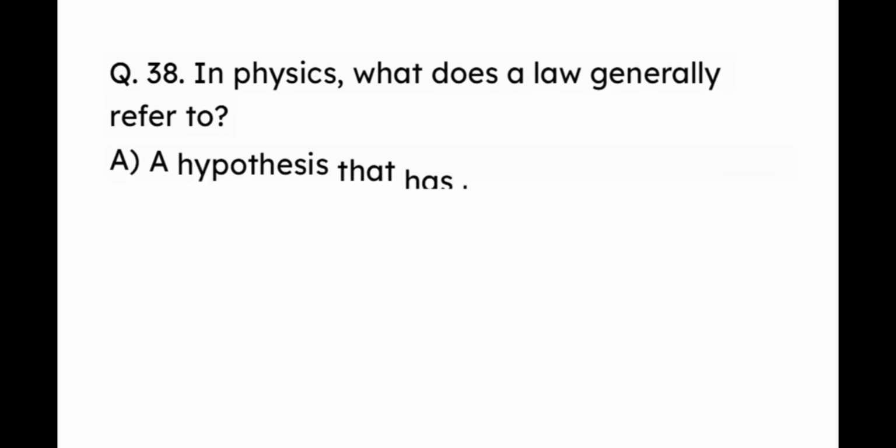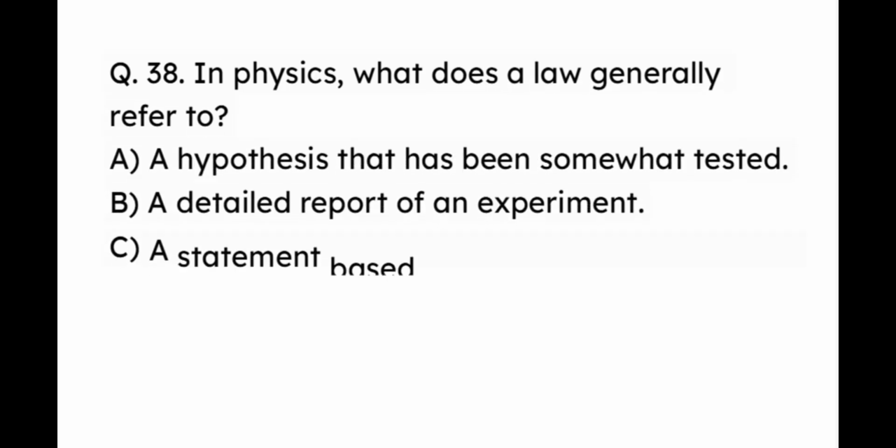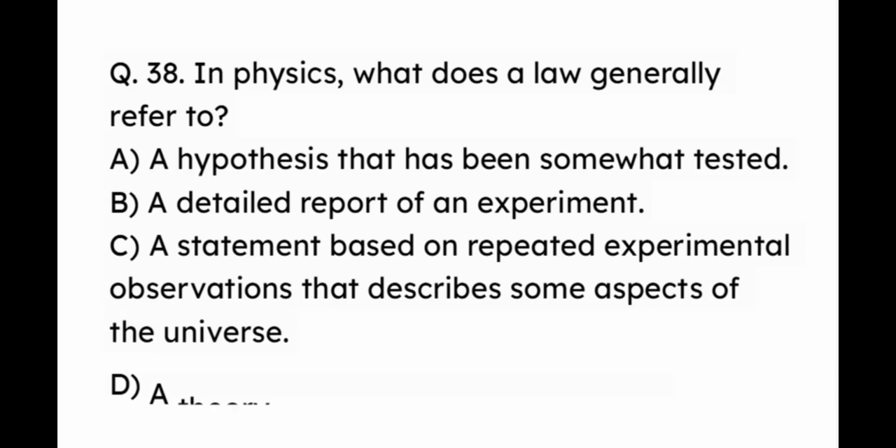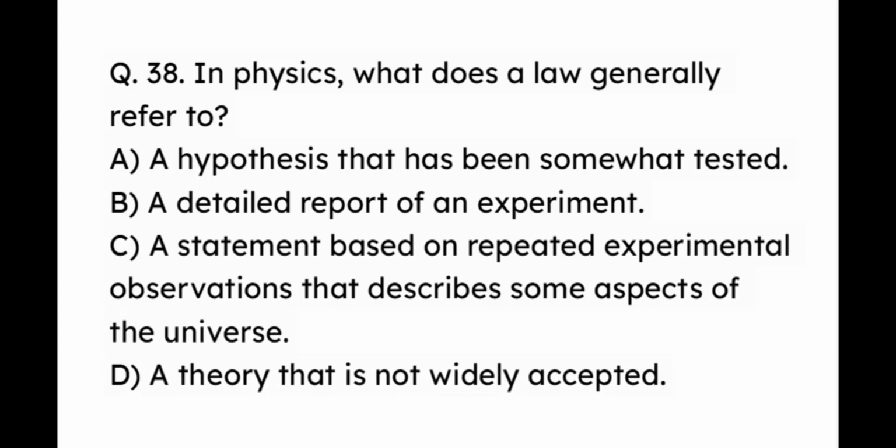Q38. In physics, what does the law generally refer to? A. A hypothesis that has been somewhat tested. B. A detailed report of an experiment. C. A statement based on repeated experimental observations that describes some aspects of the universe. D. A theory that is not widely accepted.